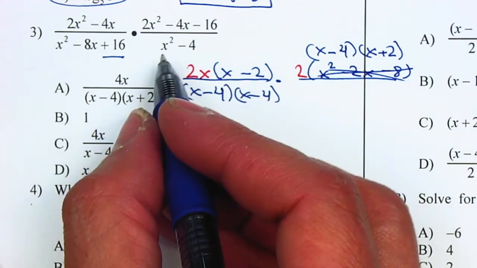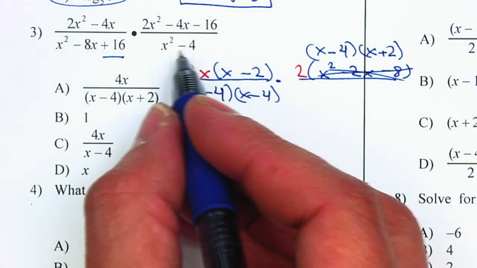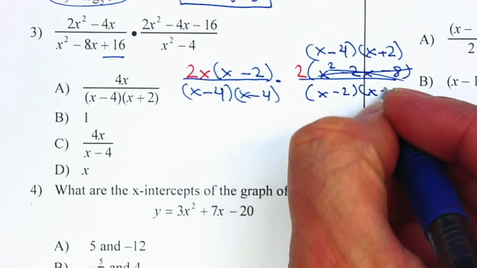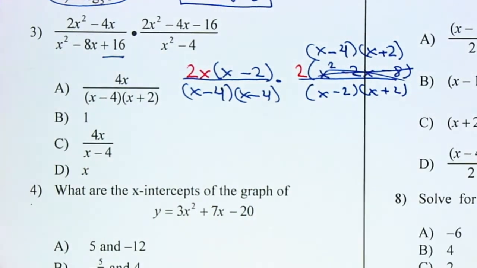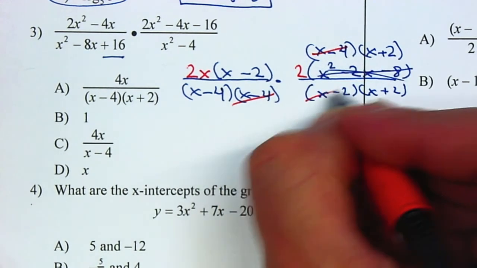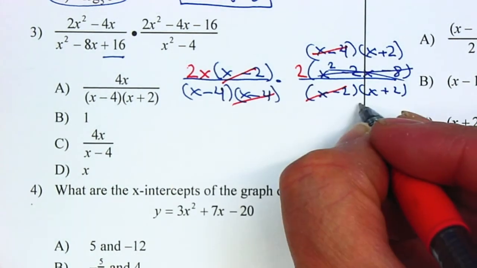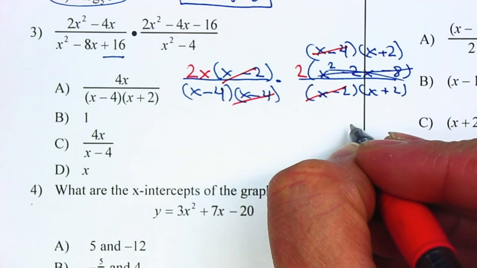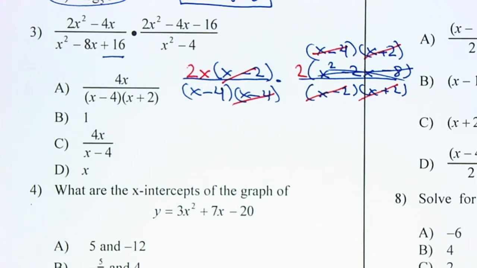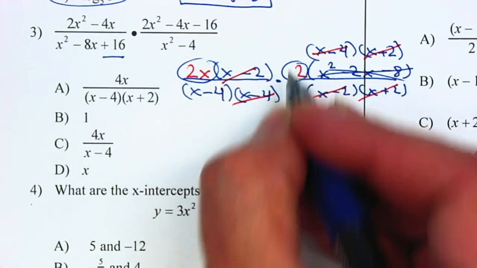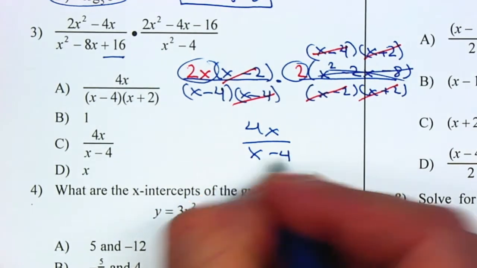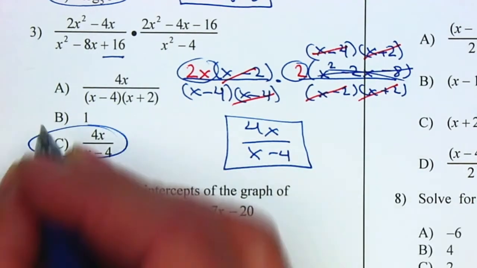On the denominator, you should recognize that this is a square, and there's a minus in between. So we have x minus 2, x plus 2. So x minus 4 cancels, x minus 2 cancels, and x plus 2 cancels. So we just have 2x and 2 will give me 4x, and we have an x minus 4 on the denominator. So the answer is C.